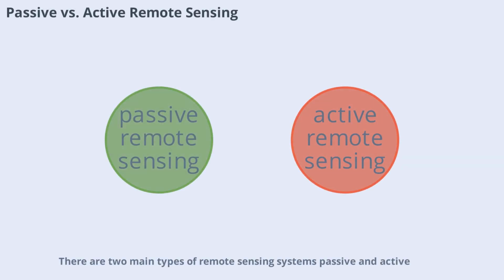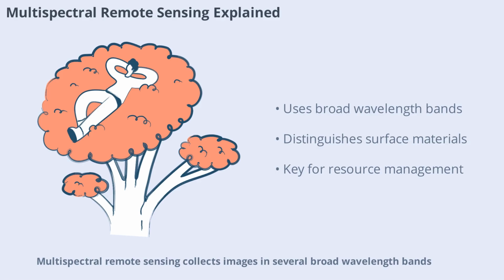exploration. There are two main types of remote sensing systems: passive and active. Passive systems, like traditional cameras and multispectral sensors, rely on sunlight reflected from the Earth's surface. Active systems, such as radar and LiDAR, emit their own energy and measure what bounces back. This means active sensors can operate day or night and are less affected by weather conditions, making them especially valuable for consistent data collection.